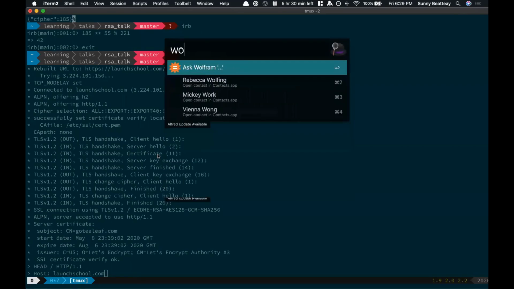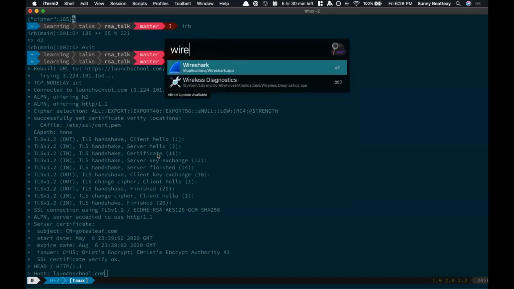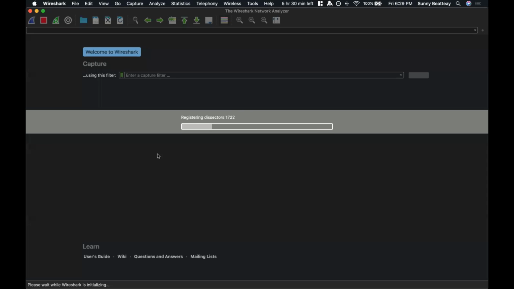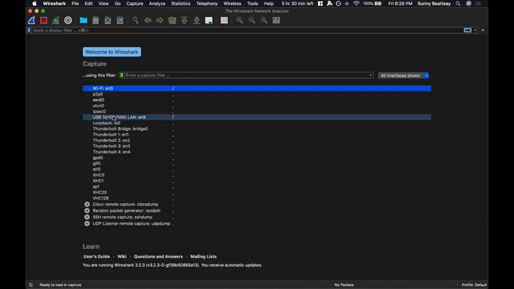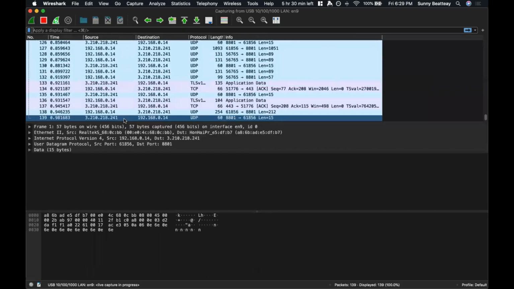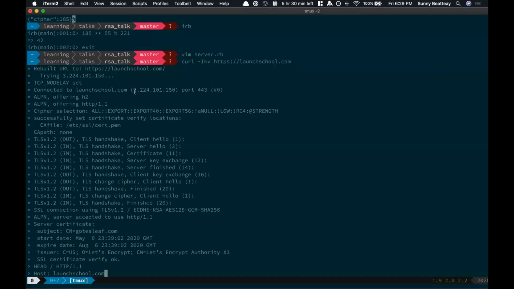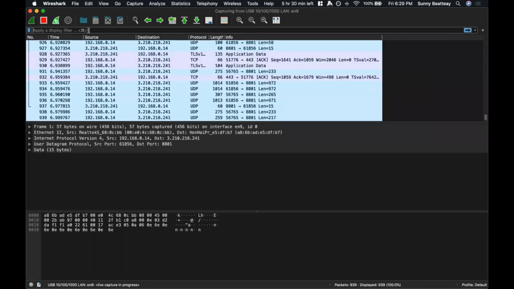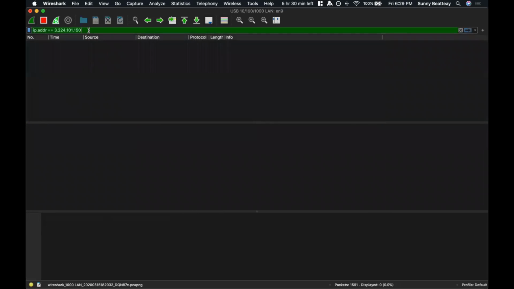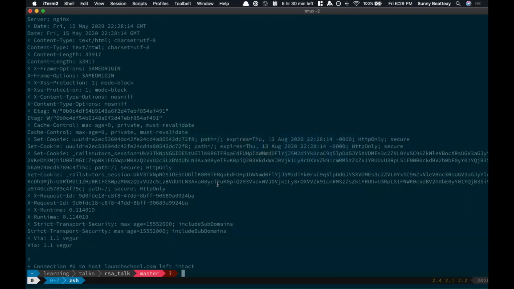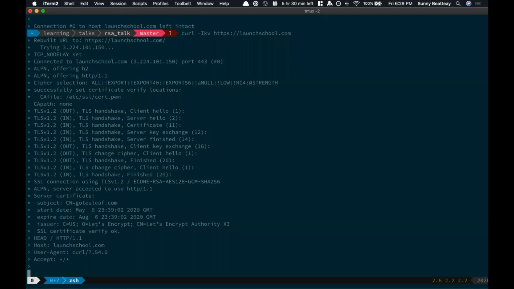So what I'm going to do for that is use something called Wireshark. Wireshark is a program that allows me to see all the different requests that are coming into my Wi-Fi. So I'm going to take the IP address of Launch School and filter all requests by that IP address. Then I'm going to reinitiate the message, so I'm going to send it again.